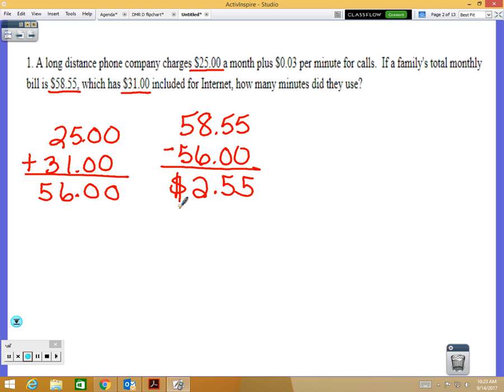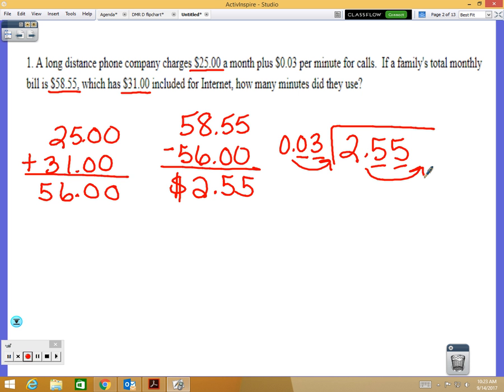So we're going to take that $2.55 and divide it by that 3 cents. Now when we're dividing by decimals, we want to get rid of this decimal out here. So if I get rid of that decimal, I need to move the decimal 2 places. So if I move this one 2 places, now that becomes a 255. So it's going to be 255 divided by 3. And now it's just a long division problem.